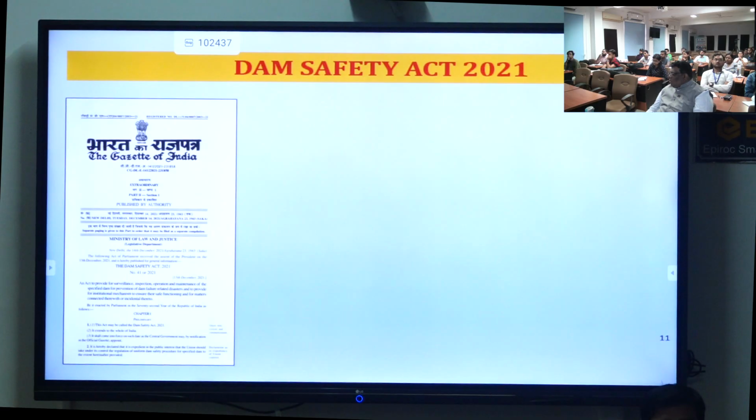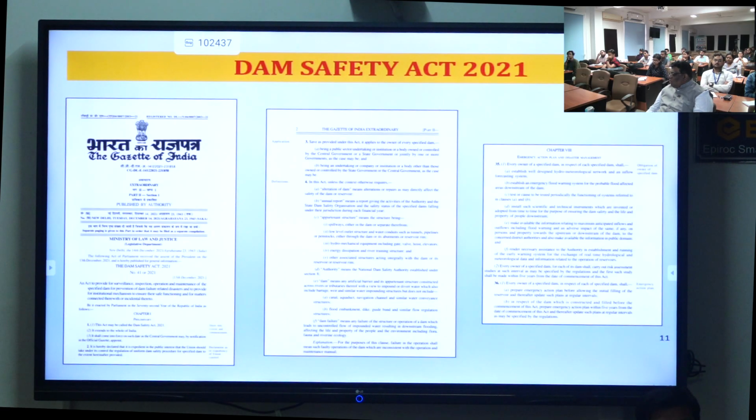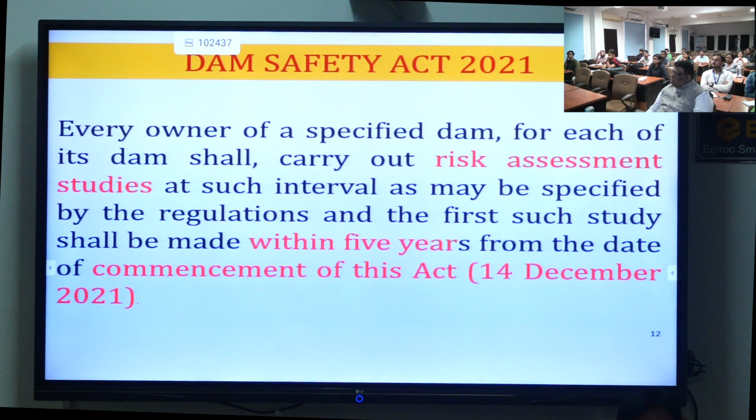On behalf of that, we have the Dam Safety Act 2021. Please go next. I have just taken here some selected portions, as it is a very long paper. Legally, the dam authority is bound to conduct the dam break flow analysis. What I am trying to say here is, this dam break flow analysis is very important.